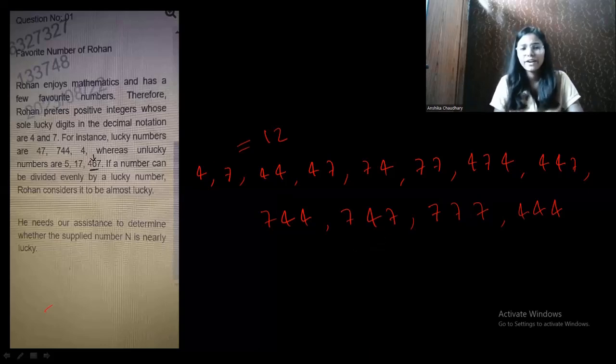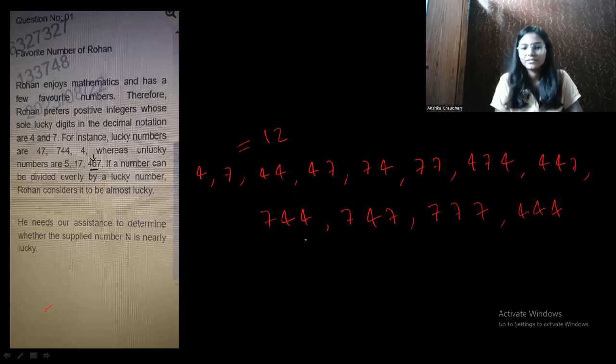Now, what we have to find out is nearly lucky. A number is almost or nearly lucky if it is properly divided, or we can say evenly divided, by either 4, 7, 44, 47, or in simple terms, if a number is completely divided by any number in the array of lucky numbers, then we can say this number is almost lucky. So that's done. This is all about the question.